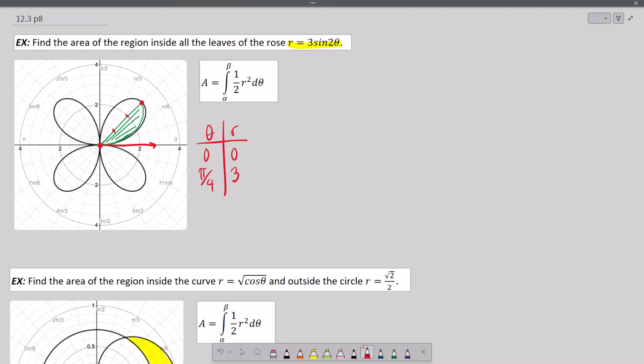We could also go to Desmos to confirm it, but if we just graph that function from 0 to pi over 4, we're going to get half a petal. So if we find that area and then multiply it by 8, we're good to go.